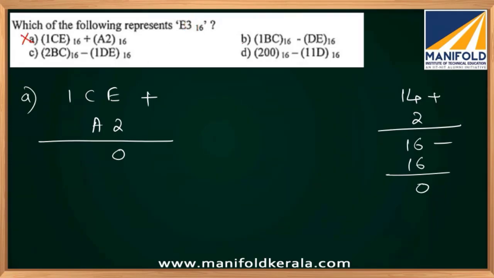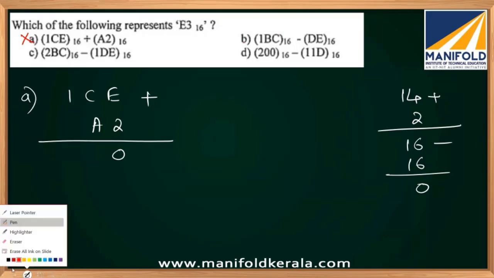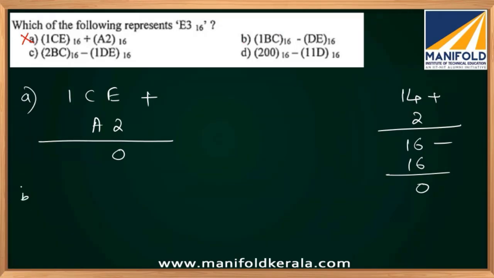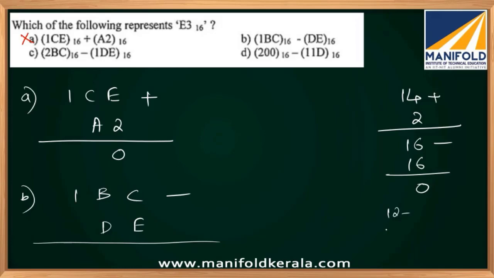Right? And what about the option B? Can you tell me about B? It is 1BC minus DE. Right? So just look at the unit place alone. In the unit place, what will you get? It is 12 minus 14, correct? 12 minus 14. Is it directly possible without taking a borrow? You have to take a borrow.